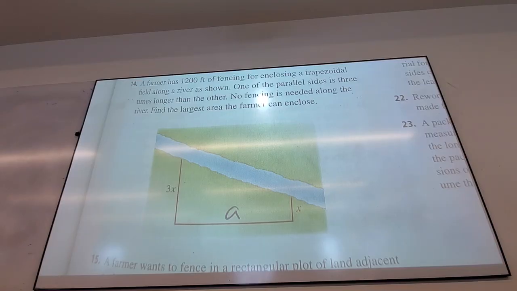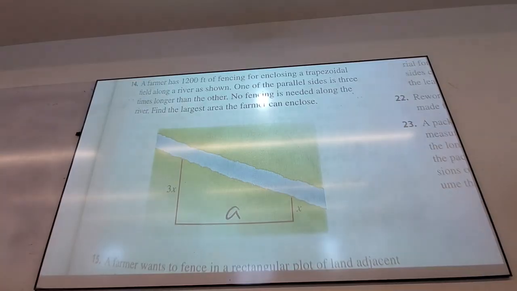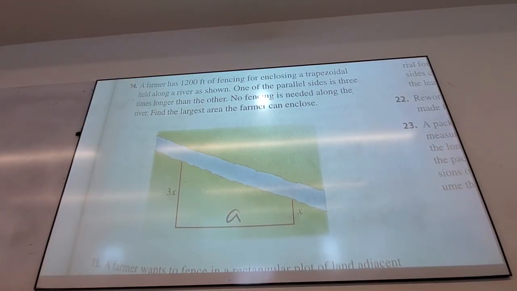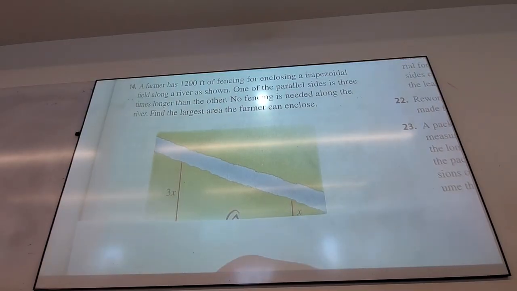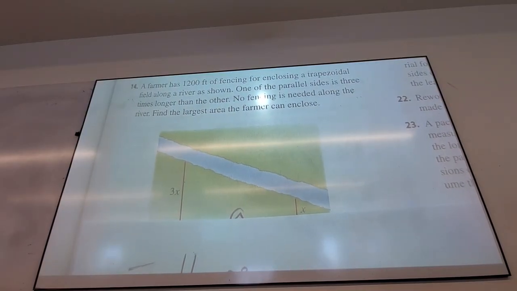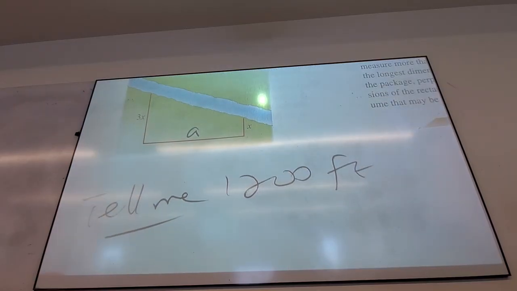Can you set up a formula related to what I want to set up here using 1,200 feet? 3x plus x plus a equals 1,200 feet. Should we calculate area? Not yet. So, they tell me 1,200 feet of fencing. What geometrical idea is that related to? Perimeter.